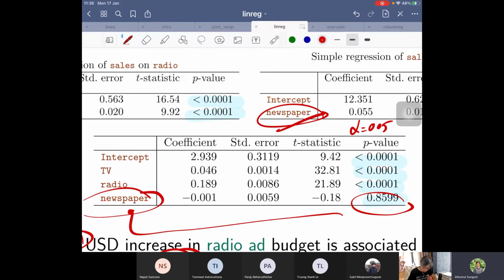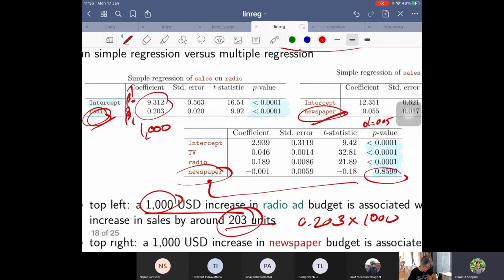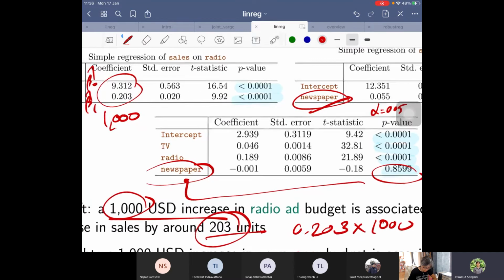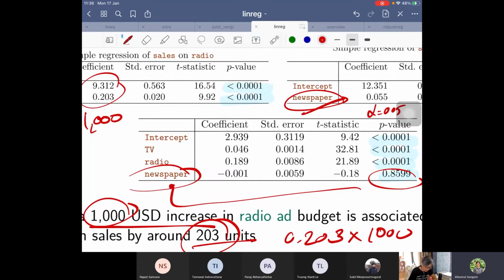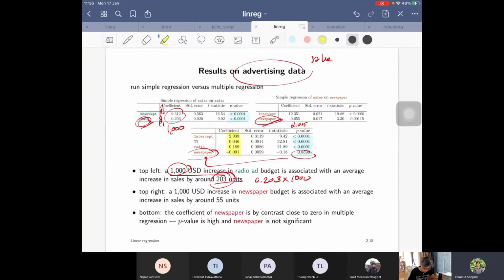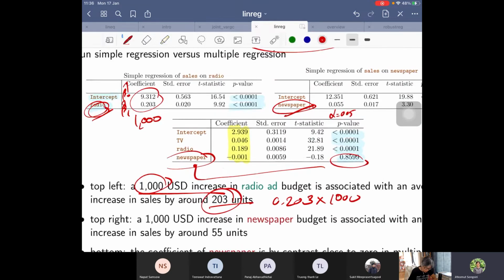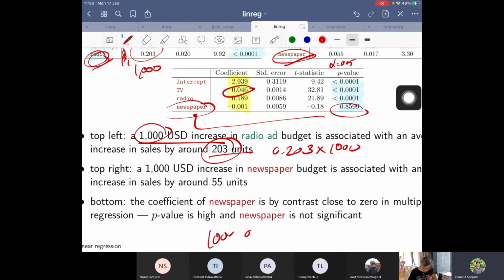But we leave that for now, and let's see the way we interpret the coefficients. For example, the coefficient of TV means that if you spend 1,000 on TV while holding the other variables fixed, the sales would be increased by 46 units, right?